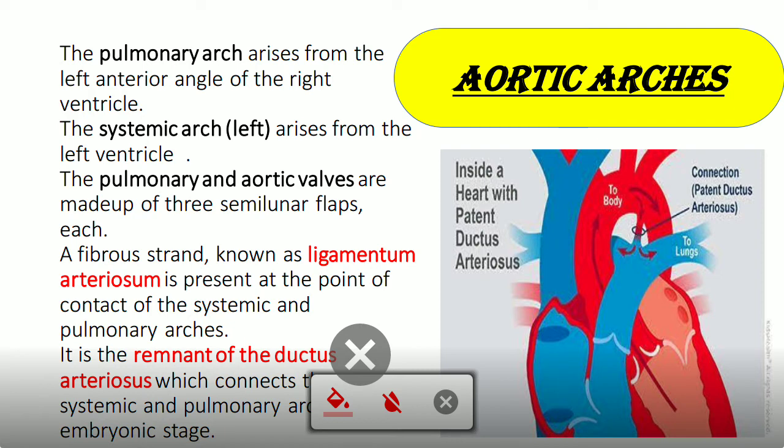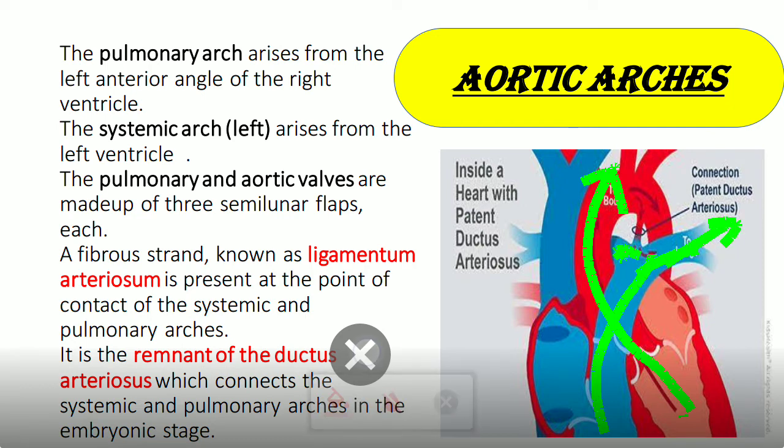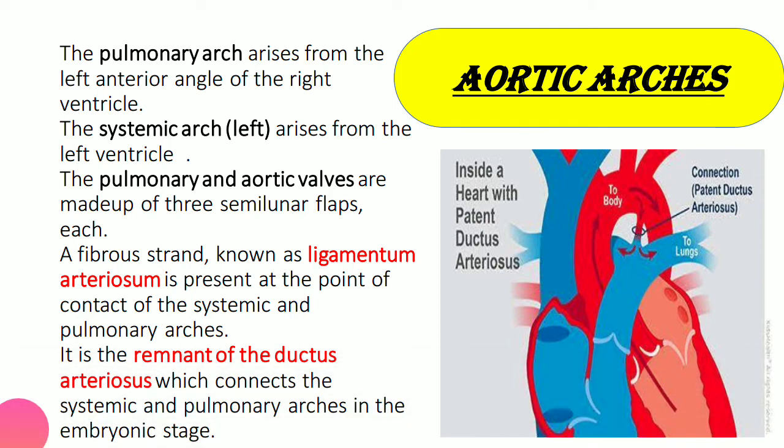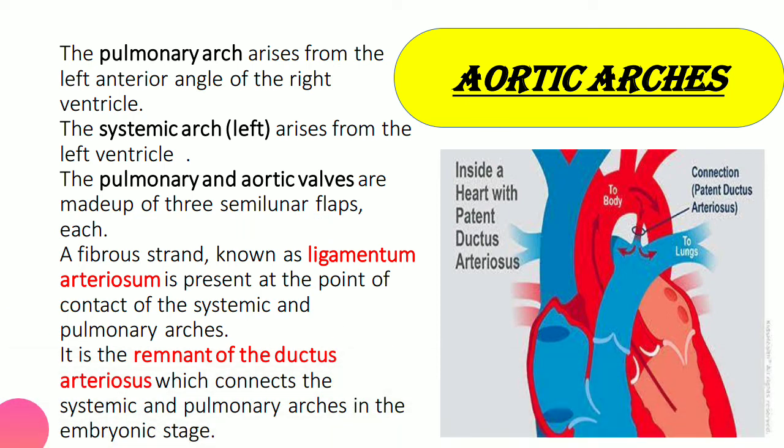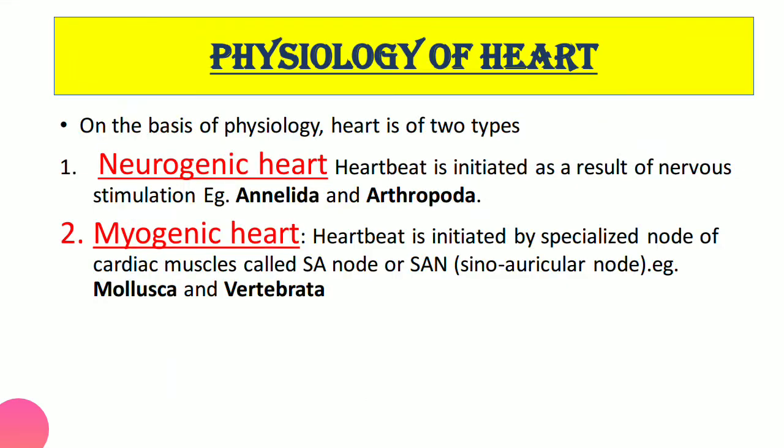Now see here, this is the pulmonary arch and the systemic arch. The systemic arch will give the blood to the body, and from the right ventricle the blood will go to the pulmonary arch. Okay, now these two arches also have what kind of cusps? They have semilunar valves. Now one more thing: in the embryonic stage, the aortic arch and the pulmonary arch are connected.